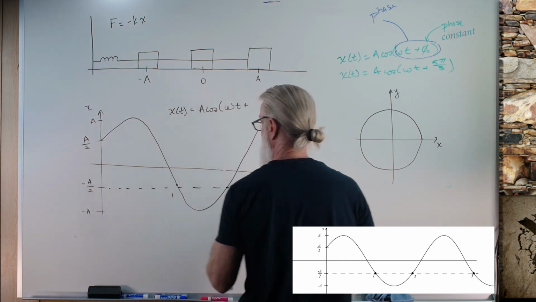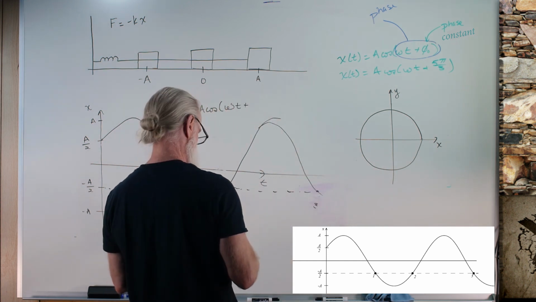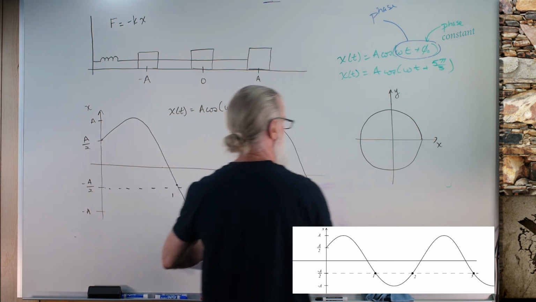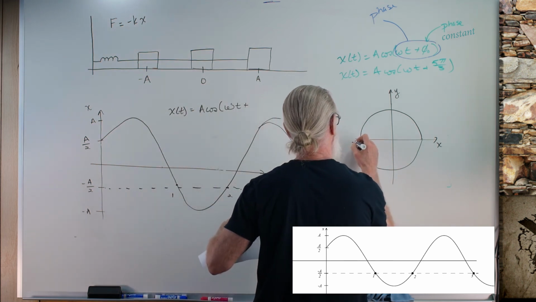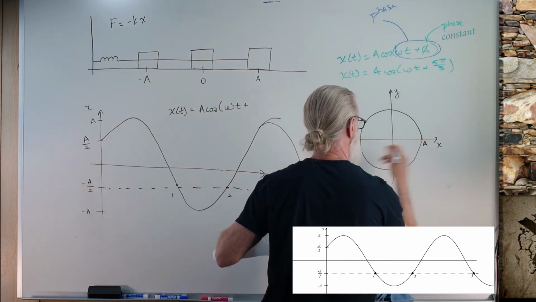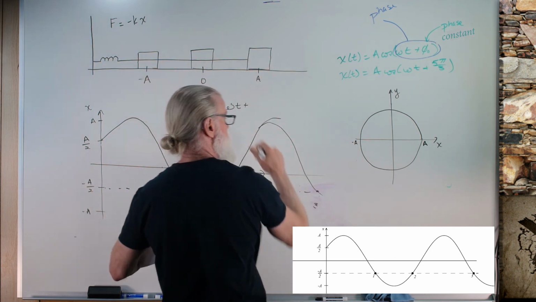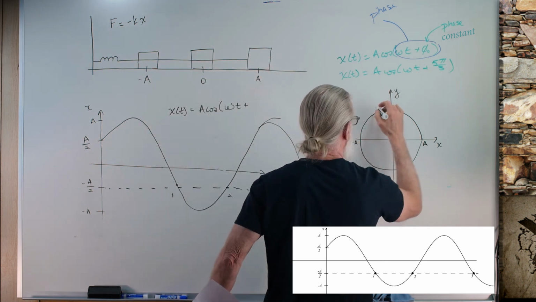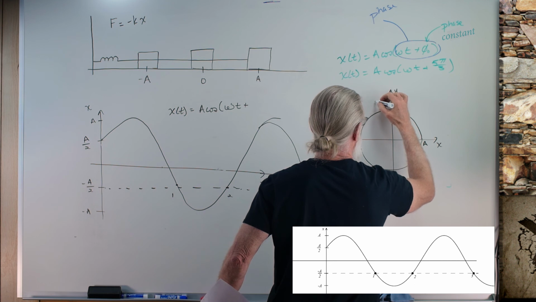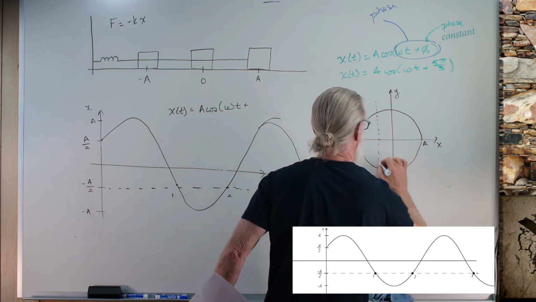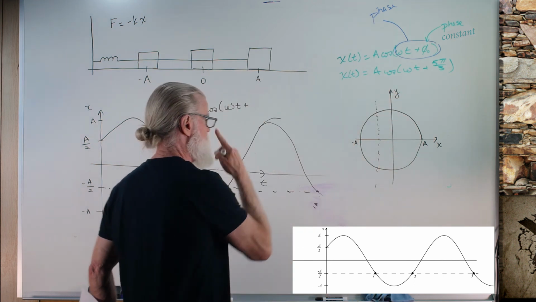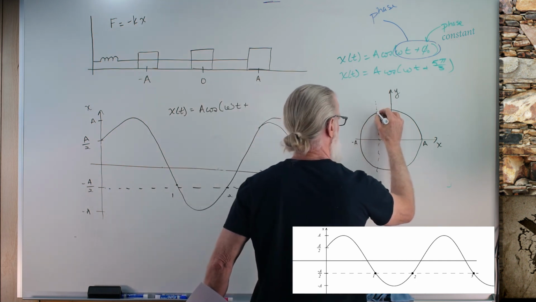Let's see. Where are we? We're at negative A over 2. Let me put where A is. Here's negative A, and here's A. Remind myself, this is oscillating between here and here. All right. So, boom. It's at negative A over 2. So it's either here or here.